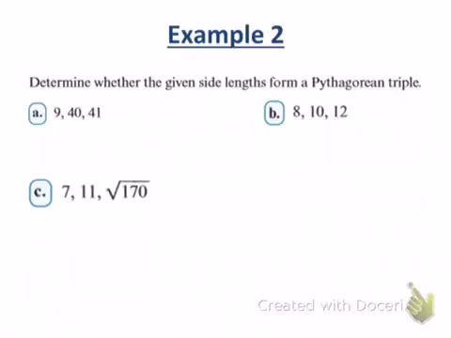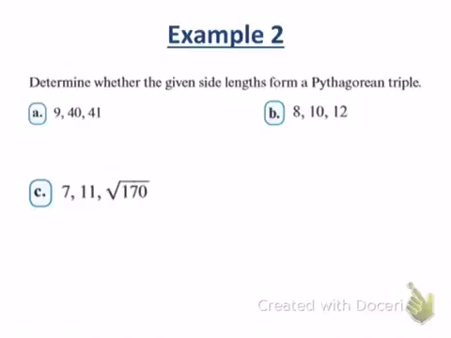What about this one? Now this is where it comes in handy being able to estimate square roots. Which one of these is the largest side? The square root of 170 is the largest side because it's bigger than the squares of the other two, 49 and 121. So it is a right triangle.